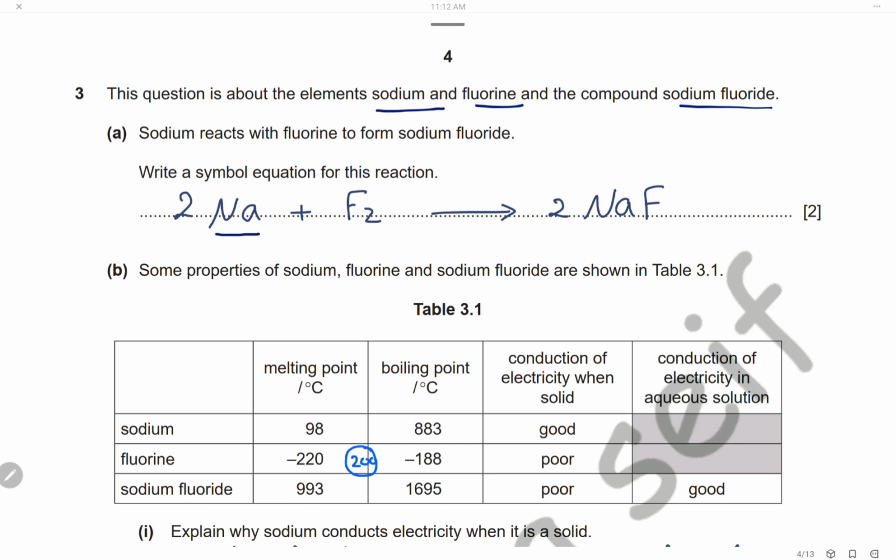Here is the symbol of sodium, and fluorine, because fluorine is a diatomic gas, we write it F2. Then when sodium reacts with fluorine, sodium is in group 1, it has a charge of +1. Fluorine is in group 7 with a charge of -1, so the formula of sodium fluoride is NaF. Then we have to balance the equation by putting 2 in front of sodium fluoride and another 2 in front of sodium.